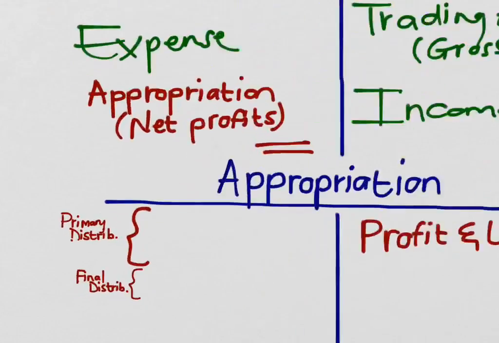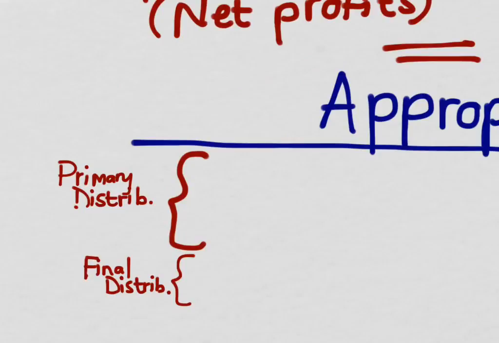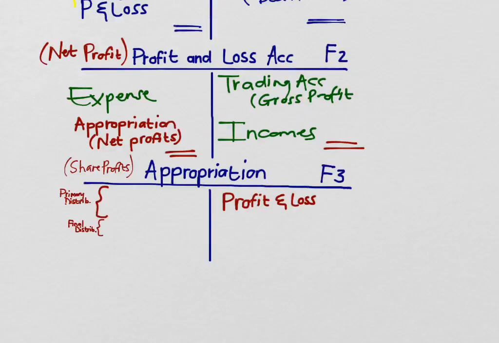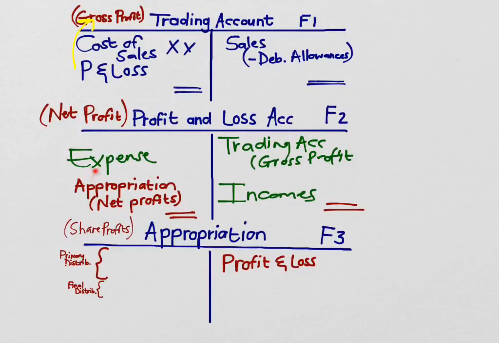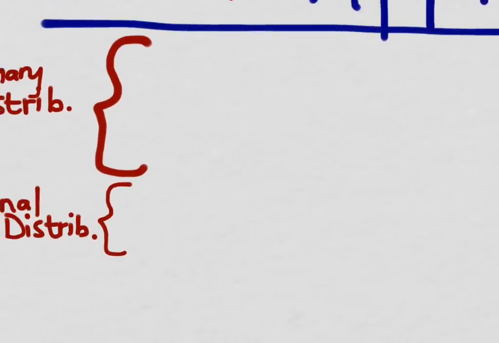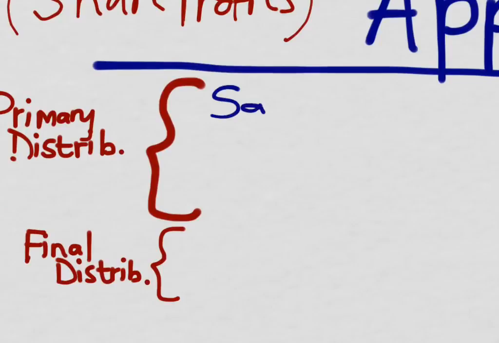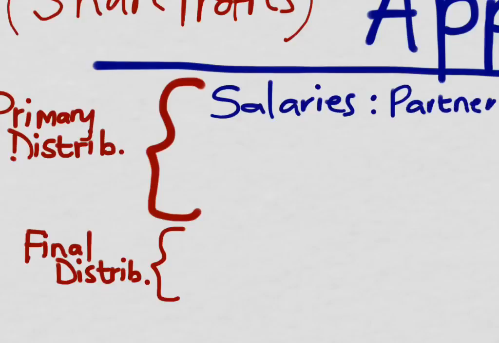So the net profit was calculated then in the profit and loss account. From here, I'm going to put it into my appropriation account first, and from my appropriation account, I will share it. Now remember, there's two stages of sharing. The first sharing will be the primary distribution, and the second sharing will be the final distribution. So primary distribution consists of possible three things, as we've said already. The salaries of the partners, the interest on capital, and a possible bonus. And then the final distribution belongs to the different partners.